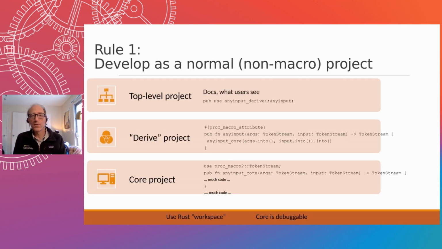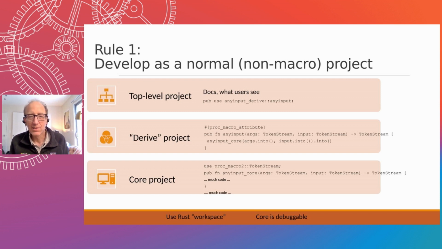So turning to our first rule, the first rule is that you should develop a procedural macro as a normal non-macro project. That means your project will actually have 3 projects. There'll be a top-level project. It'll be very small. Most of it will just be your documentation. The only important part of it is to re-export a function that's defined in the next level project.